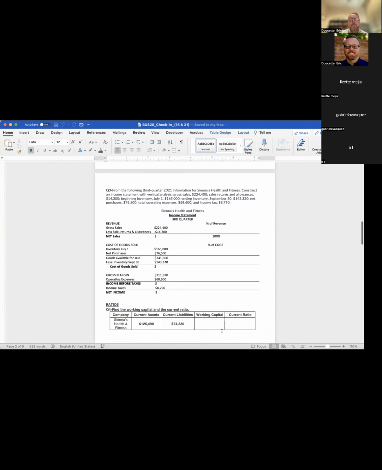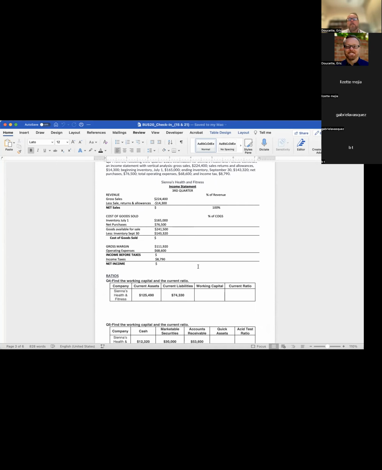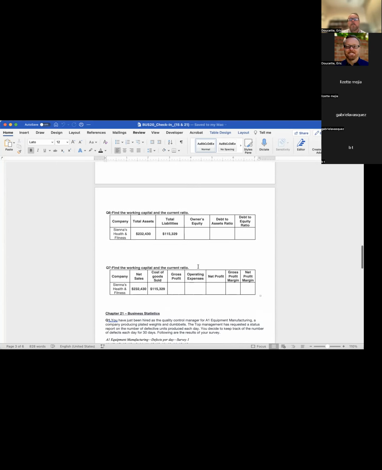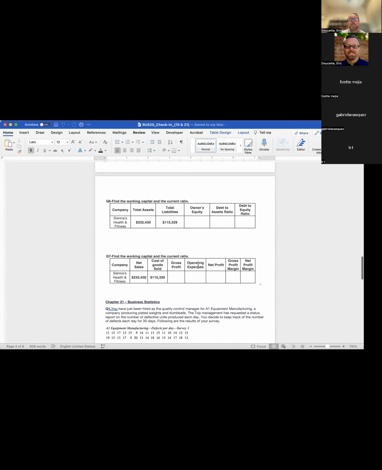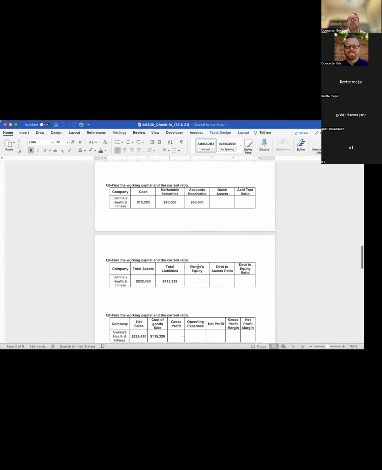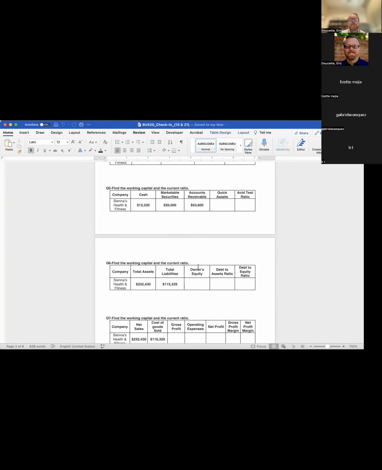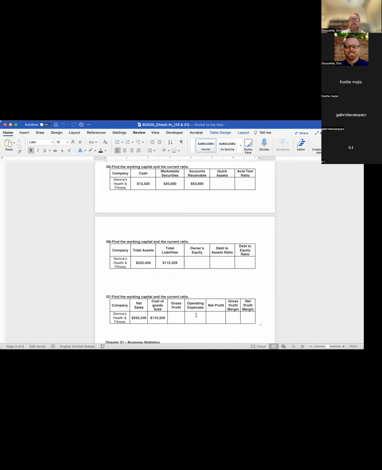And then is this the one you're talking about here? No? We go to ratios question 5. All of the ratios say find the working capital and current ratio. All the ratios say that, which is not true. And yeah, question 7 is what I'm talking about. It gives you net sales and cost of goods sold, and we can find out the gross profit, but operating expenses are missing. I'll look into that, because I think I probably missed adding that on there.